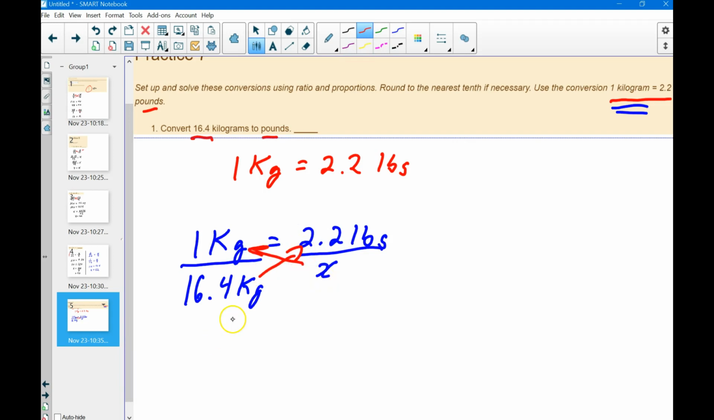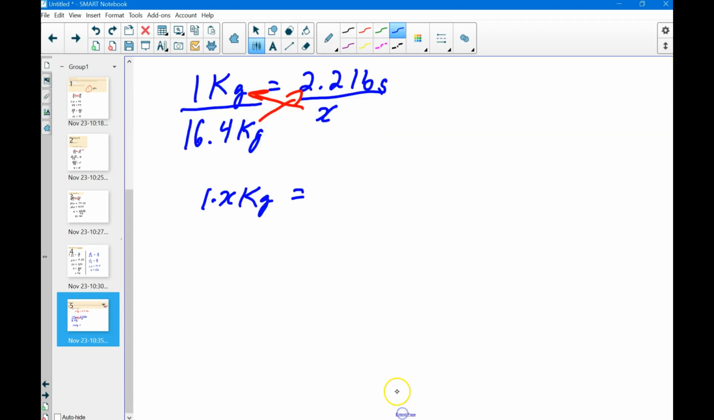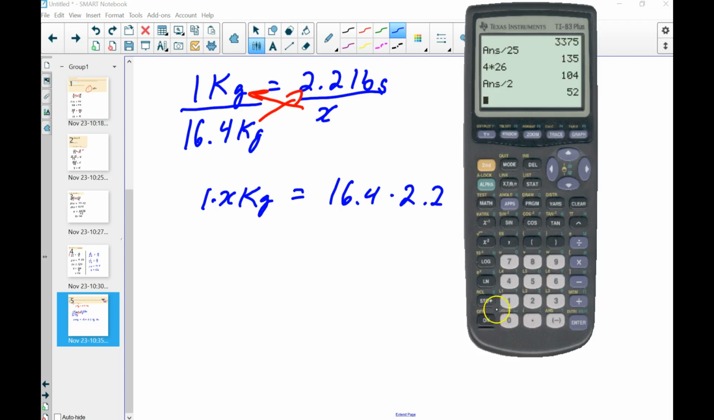And I have x kilograms, or 1 times x kilograms. I want to keep the units tagging along, so you get used to seeing it, because you're going to be seeing it a lot in chemistry if you're doing chemistry. So in this, I want to have 16.4 times 2.2, and this is going to be kilogram, pound. Yep, just keep the units there tagging along, same as always. Now we're going to multiply those two numbers together: 16.4 times 2.2 gives us 36.08.